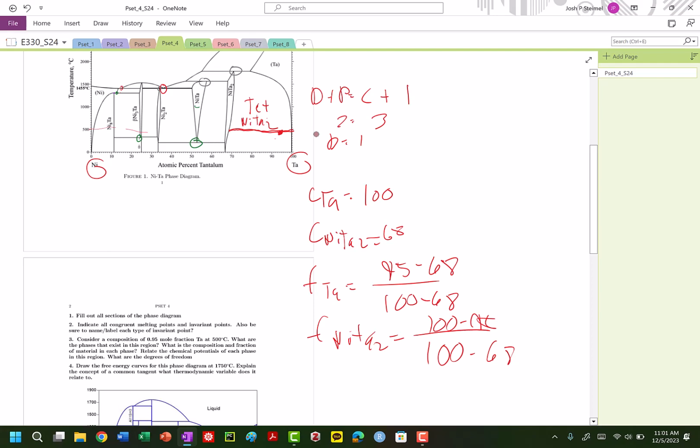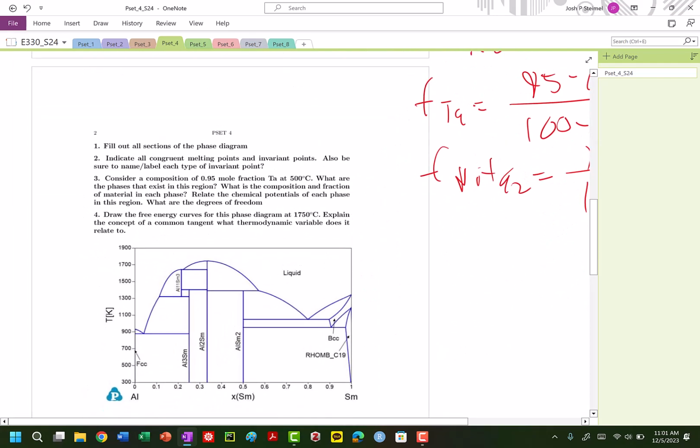Fantastic. What else? Relate the chemical potentials of each phase in this region. What are the degrees of freedom? Degrees of freedom we already answered. We got the phases. We got the composition and fraction. Chemical potentials. So if we are in a two-phase region, the chemical potentials of those two phases must be in equilibrium. So the chemical potential of the tantalum phase and the NiTa2 must be equal here. So, excellent. We got that problem done.